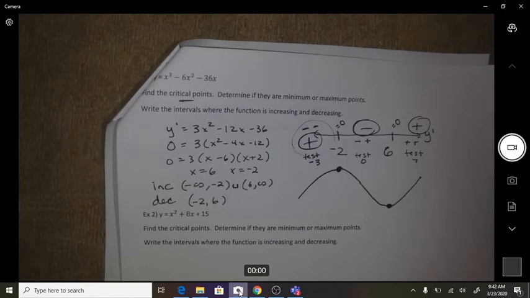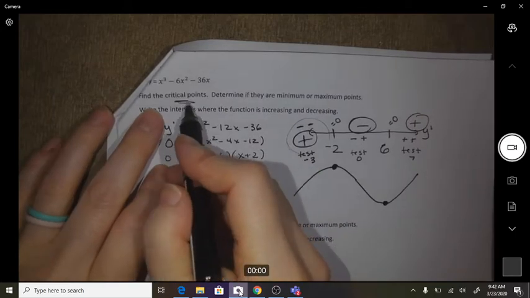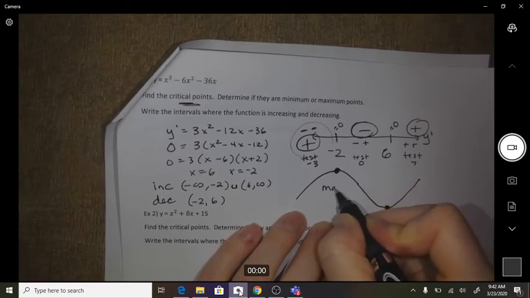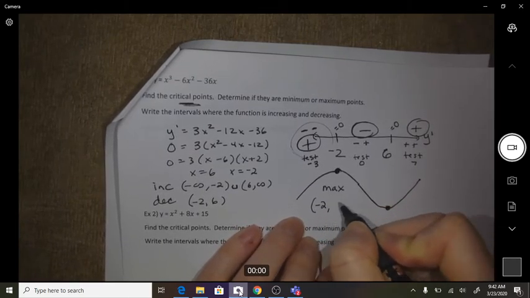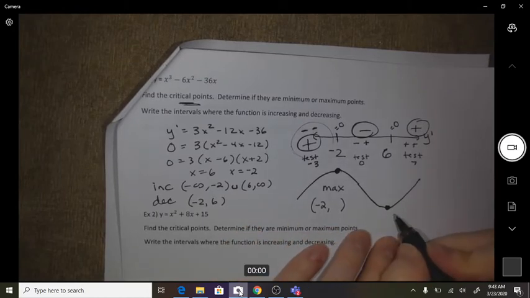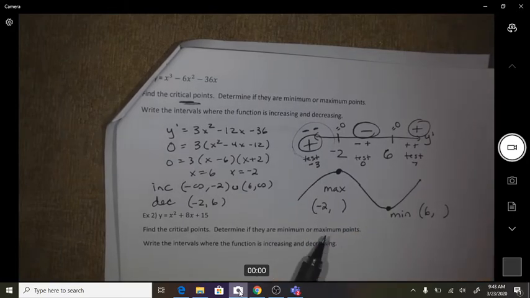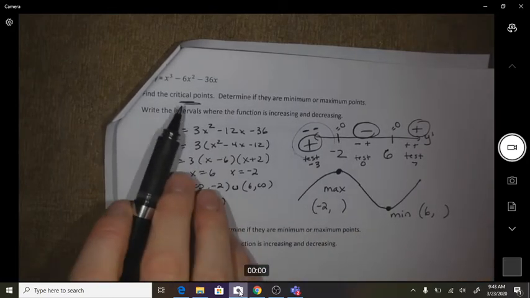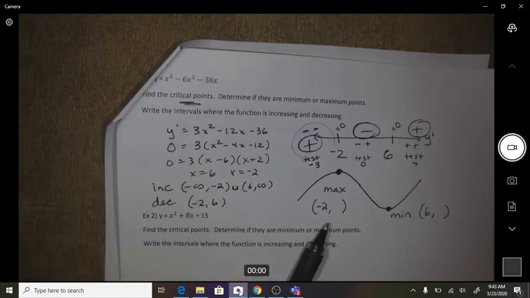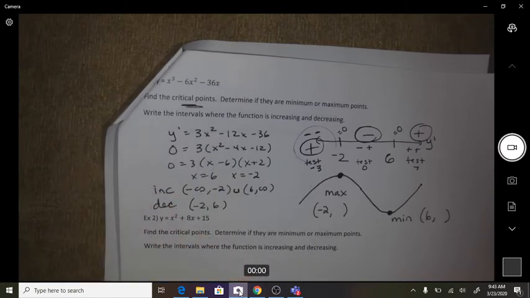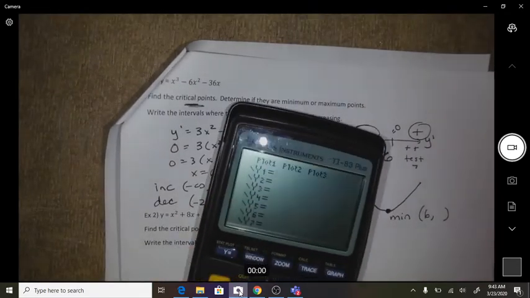Okay, find the critical points. So we haven't answered that. So we do know that there's a max at negative 2 comma something, and I know there is a min at 6 comma something. Okay, so where do I go to find this? I actually have to go back up here, right? So here's a common mistake of accidentally plugging it in here. Okay, but I want to know the y value, not the y prime value. Okay, so I'm actually going to also just graph this in the calculator at the same time so we can see it.